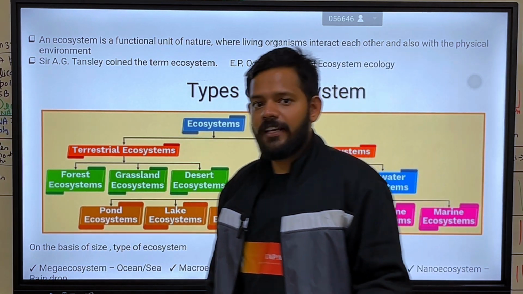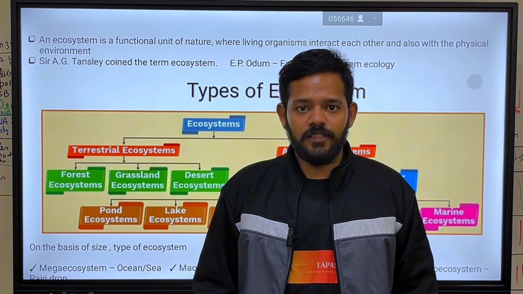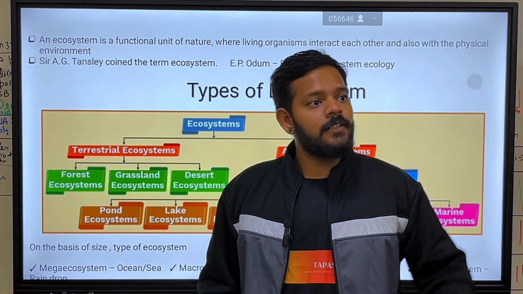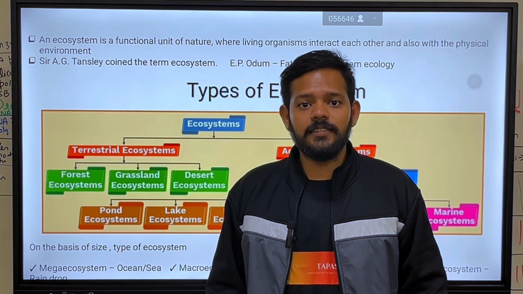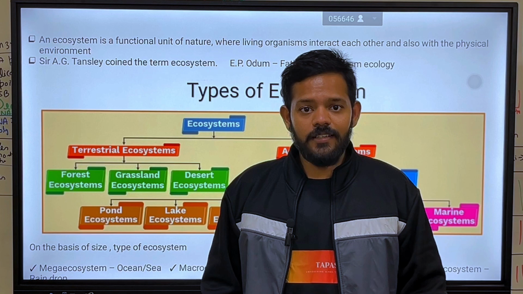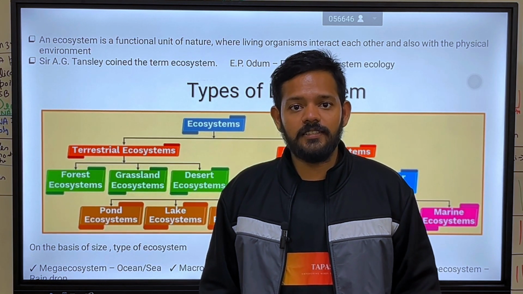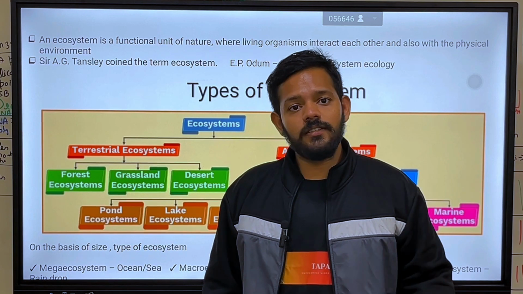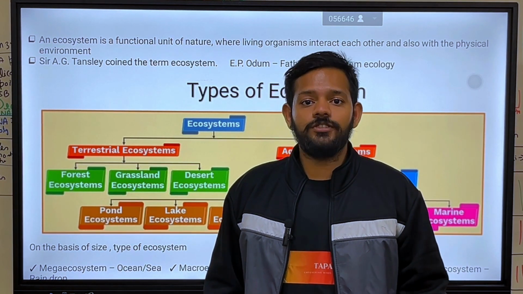Just for example, I am standing in this room. This room is my ecosystem in which I am the living thing. Mosquito, lizard, and some insects are also present in this room simultaneously. Air, sunlight, water, temperature, and soil are also present in this room. So when all these things interact with each other, this is your ecosystem.